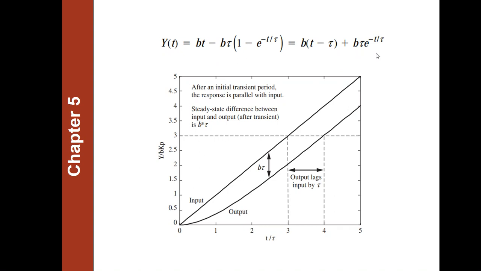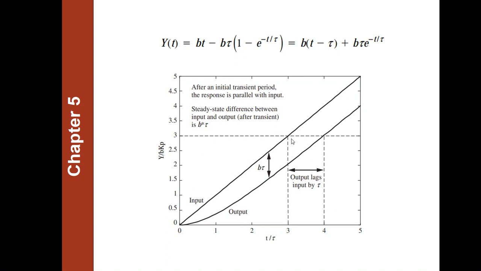In terms of its response, if it is curved or graphed, this would be the representation of the response. This is our response curve. If you plot this line, that line would be this, and this is our original ramp input. So after an initial transient period, the response is parallel with the input.